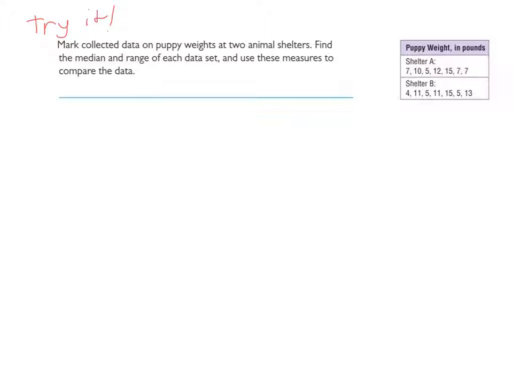We just have one more. This is a try it problem. Mark collected data on puppy weights at 2 animal shelters. You need to find the median and the range of each of these data sets. Okay? And then use these measures to compare the data. So then explain it in your own words. You only need to write a sentence or 2. Go ahead and solve this problem.